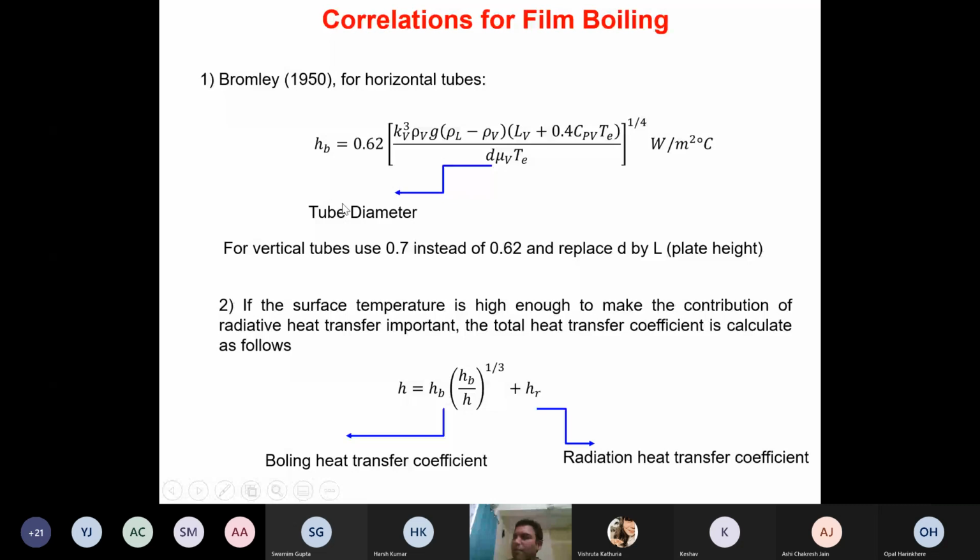Remember, in the film boiling regime, even the radiation becomes important, isn't it? So the effect of radiation and the boiling both can be accounted for using this particular equation to calculate the overall heat transfer coefficient H. Then you just have to use q = H A delta T based on this H. Okay, is it clear to everyone? Some trial and error is required here. You can see in this equation H is there on the left hand side as well as on the right hand side.